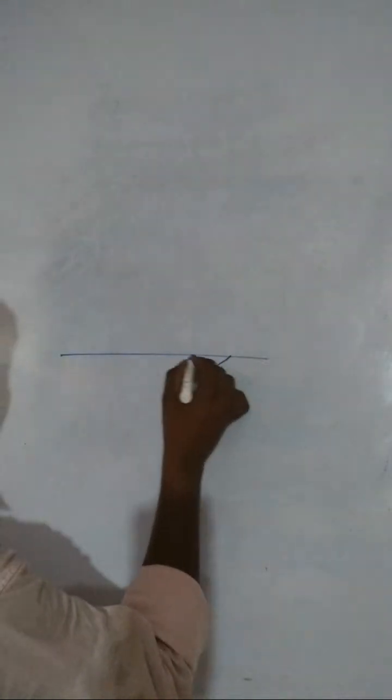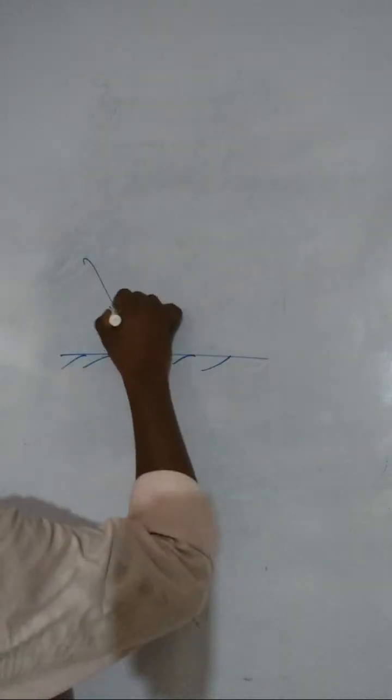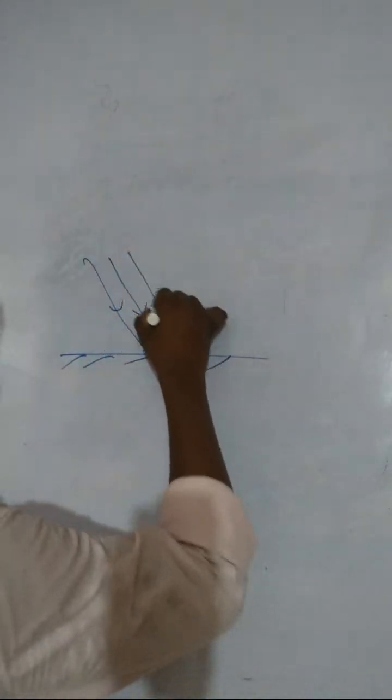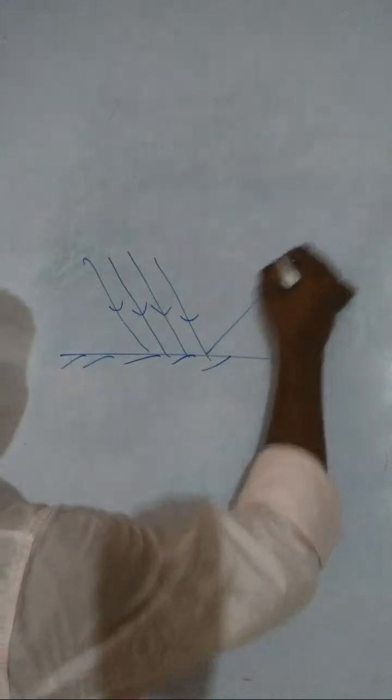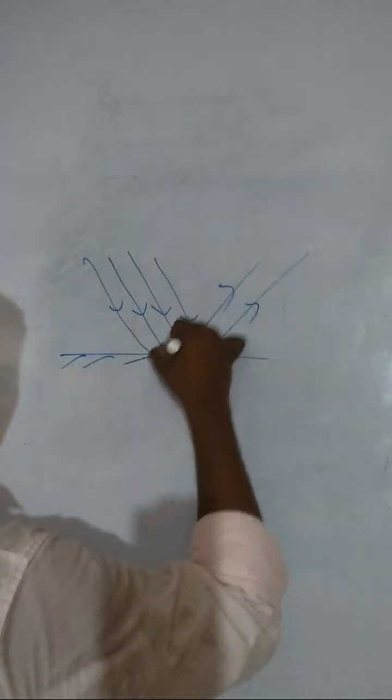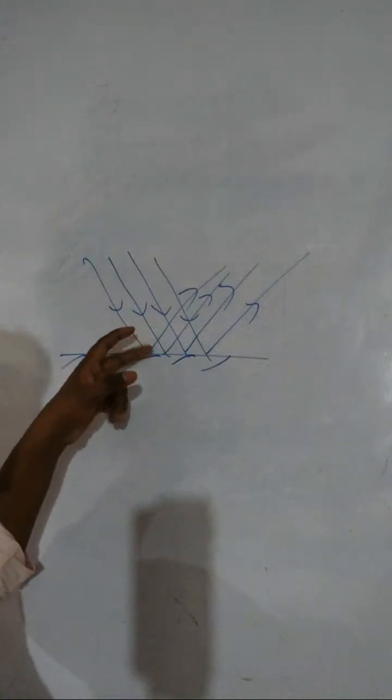Next one: define regular reflection and irregular reflection of light. What is regular and irregular reflection of light? Regular means that when you take a smooth surface, the incident beam is parallel, and then the reflected beam is also parallel to each other. When the incident beam is parallel and the reflected beam is also parallel, this type of reflection is called regular reflection.